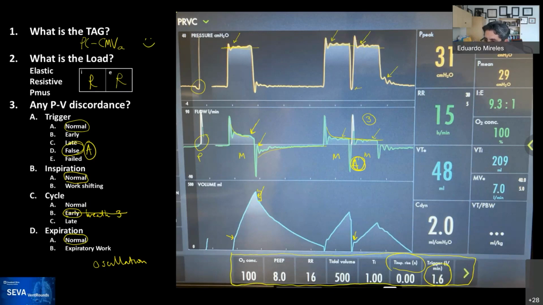There are some comments while you're typing in. Ariel is saying that he saw something like this and they had to change the sensitivity to avoid auto trigger. Yes, that's a common way to deal with this, Ariel, is to change or increase the threshold for this false trigger.